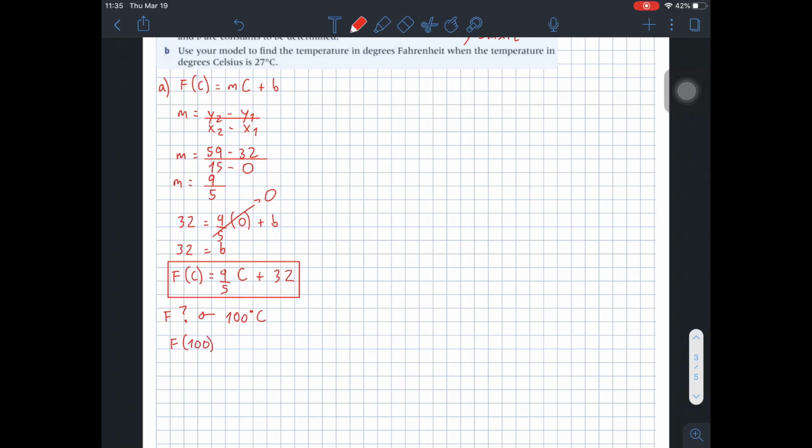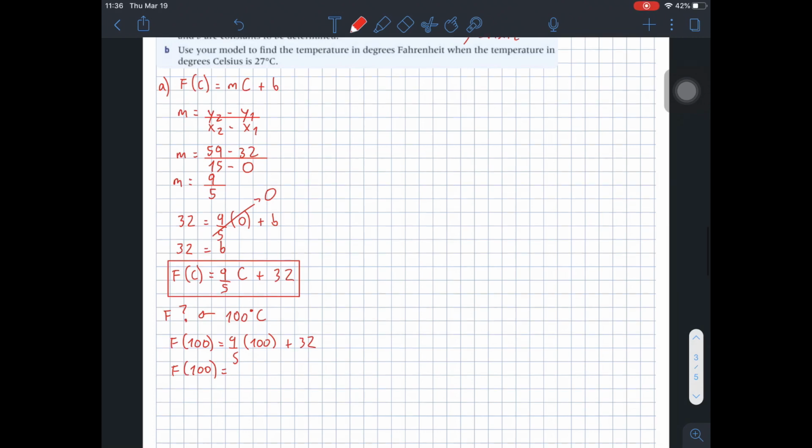F of 100 is 9/5 times 100 plus 32. This gives us 212. That means that water, for example, evaporates at 100 degrees Celsius, which is equivalent to saying 212 degrees Fahrenheit. Okay.